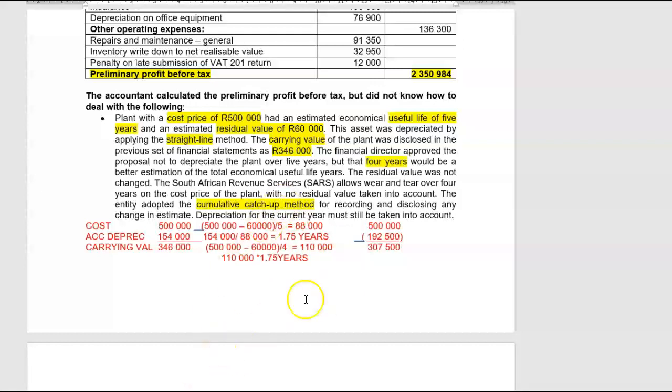of 307,500. So what is our catch-up depreciation? That is the difference between the 154,000 and the 192,500. So what is our catch-up, guys? Our catch-up is then the difference between the two, and that is equal to 38,500. Just say catch-up.